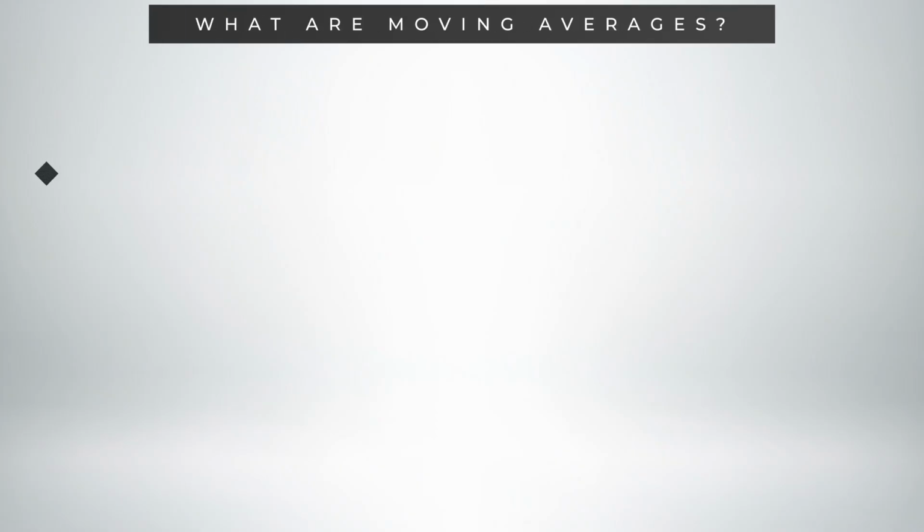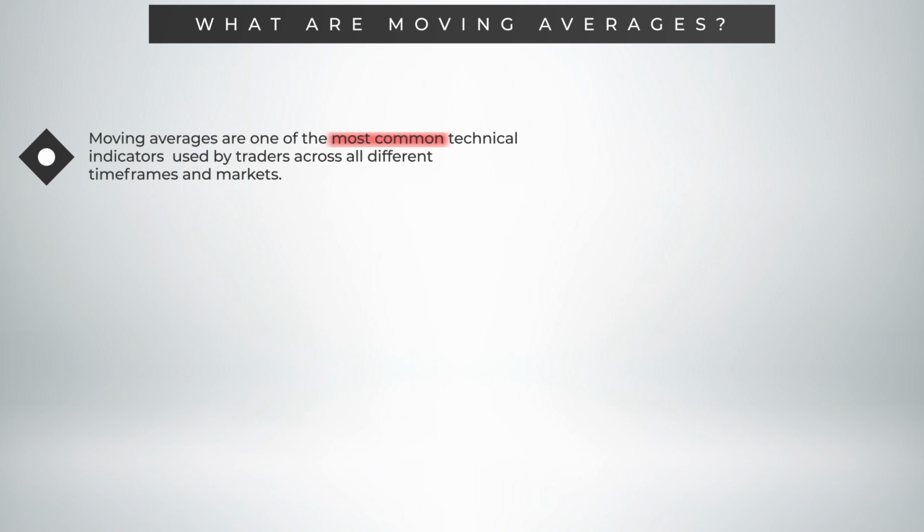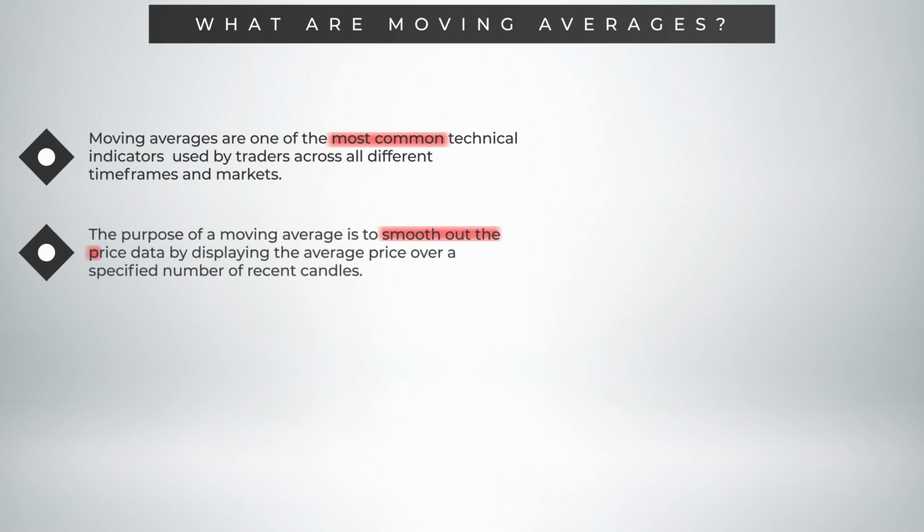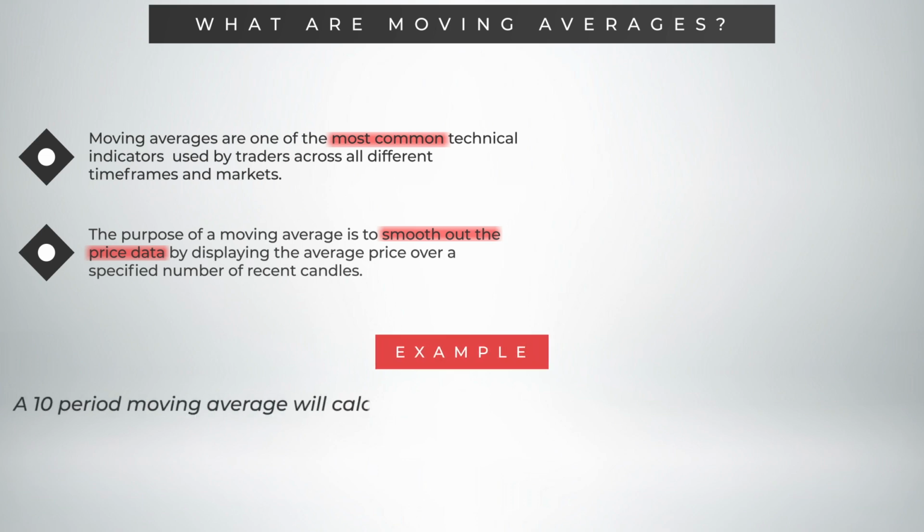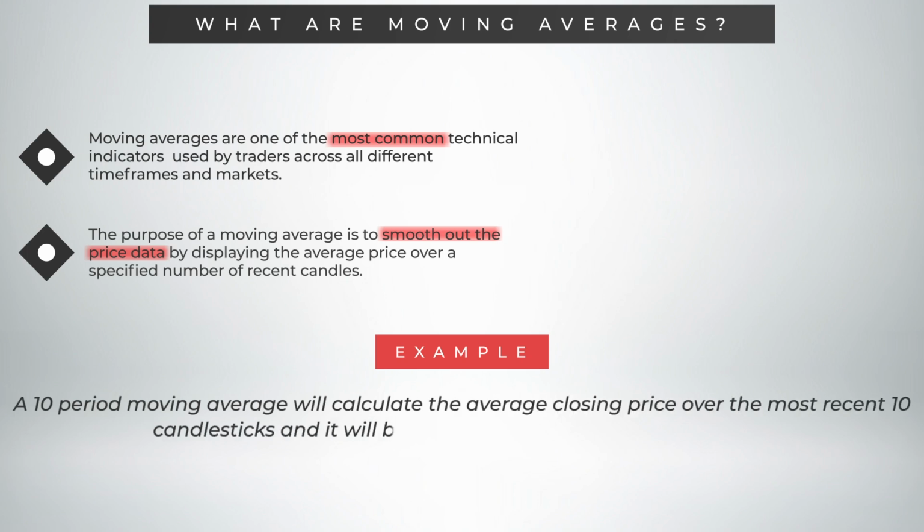Moving averages are one of the most common technical indicators used by traders across all different timeframes and markets. The purpose of a moving average is to smooth out the price data by displaying the average price over a specified number of recent candles. For example, a 10-period moving average will calculate the average closing price over the most recent 10 candlesticks, and it will be plotted as a line on your price chart.